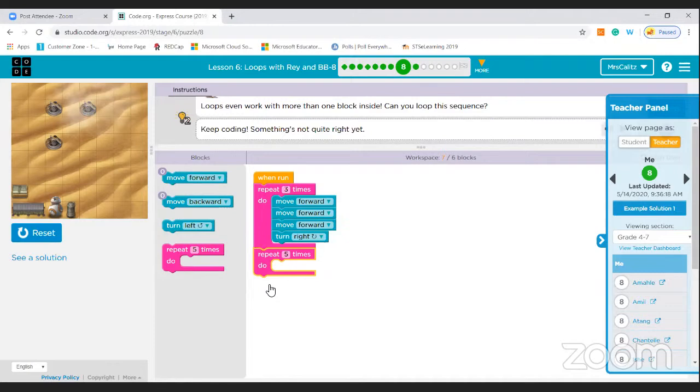Okay, so now we say repeat 3 times, move forward, forward, forward, then turn right. Okay, but now we have a problem, because now all my move forward and move backward blocks are gone. What are we supposed to do now?